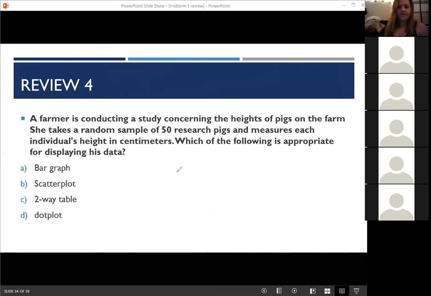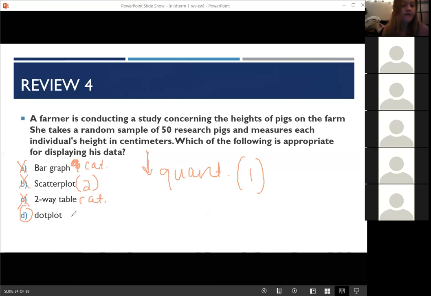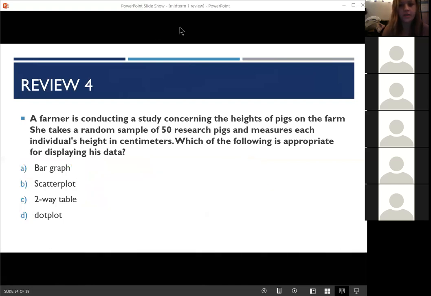Yay, good job, guys. Absolutely. You're thinking really well because remember, if they're talking about height in centimeters, this is going to be a quantitative variable, but this is one quantitative variable. A scatter plot, remember, is representing two quantitative variables, so that can't be the correct answer because we're only talking about one. And then C and A are talking about categorical variables, so those can't be the answer either. So D has to be the answer because it's our only graph that's a one-variable quantitative display in this case. So great job. Our answer is D there.